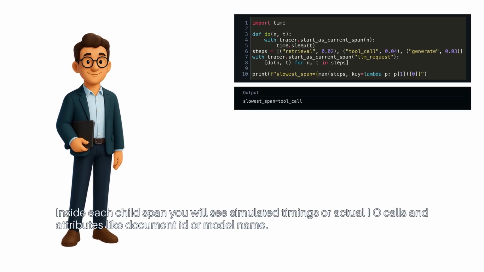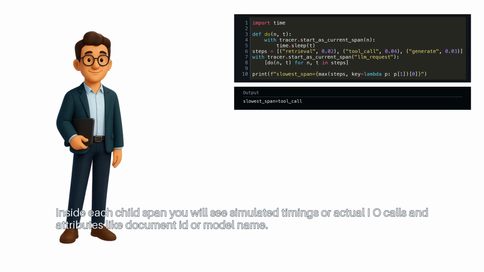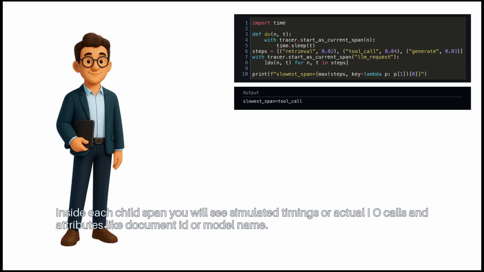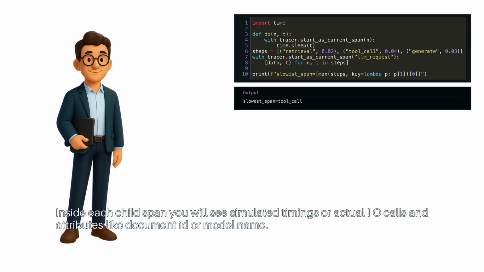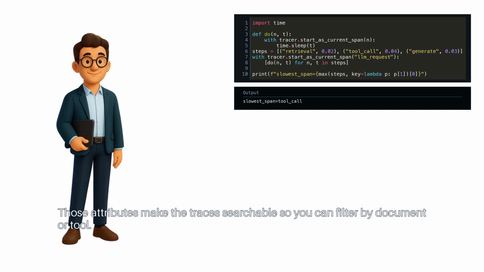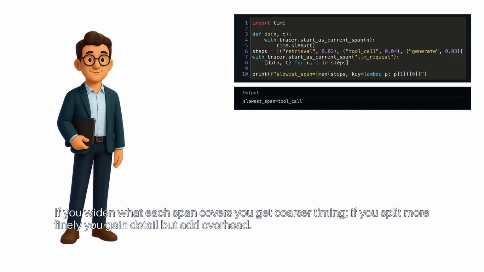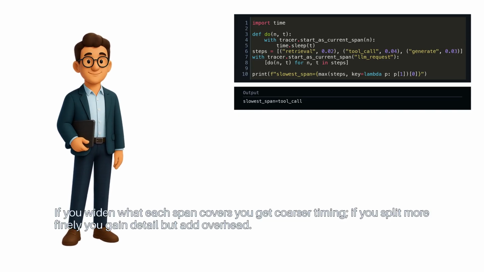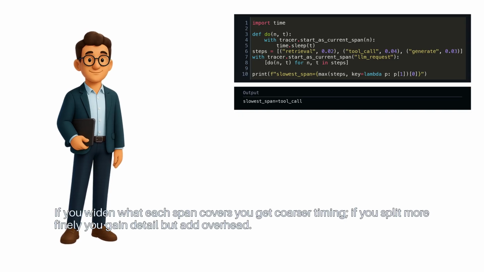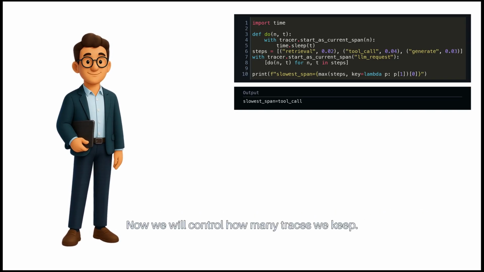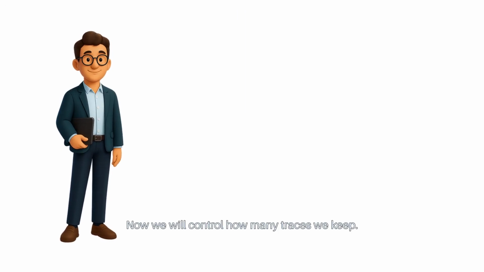Inside each child span, you will see simulated timings, or actual I/O calls, and attributes like document ID or model name. Those attributes make the traces searchable, so you can filter by document or tool. If you widen what each span covers, you get coarser timing. If you split more finely, you gain detail but add overhead. Now we will control how many traces we keep.